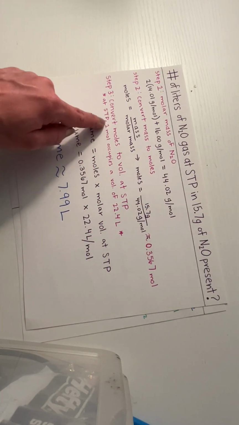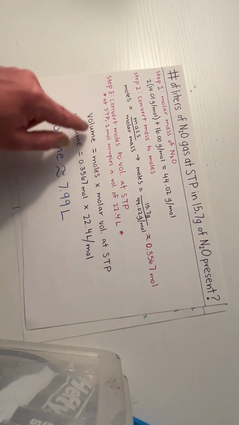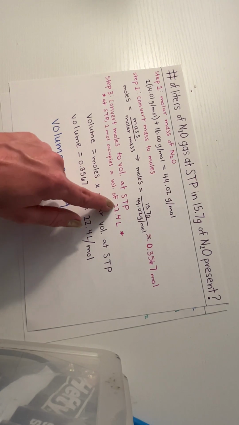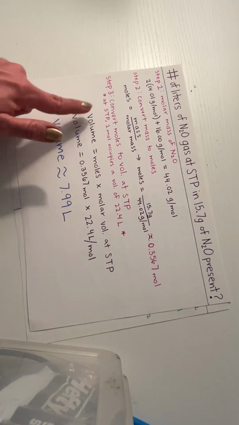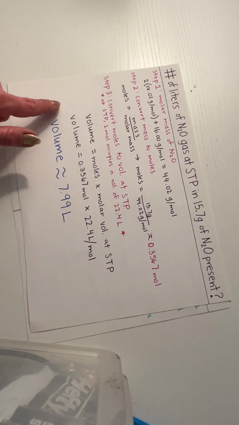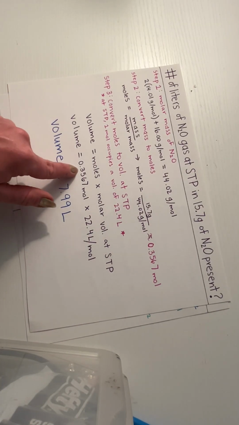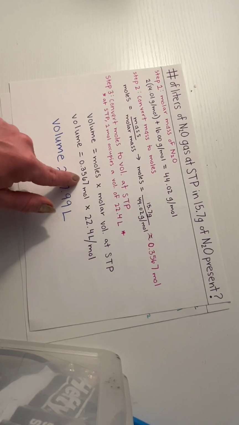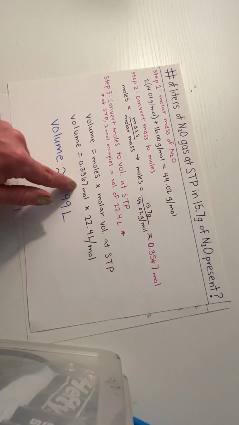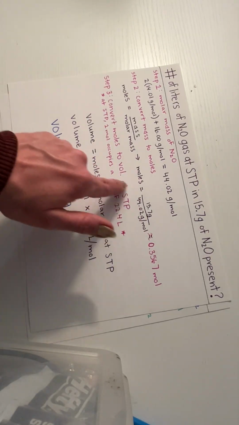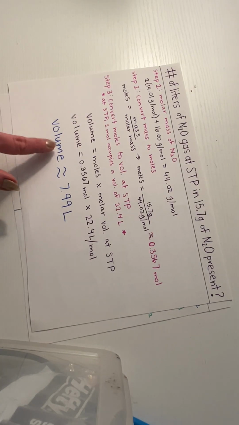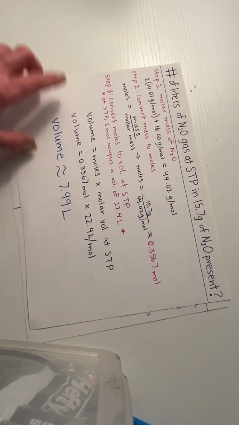Step 3, convert the moles to the volume at STP. At STP, about 1 mole occupies a volume of 22.4 liters. So the volume equals moles times molar volume at STP. So the volume is going to equal 0.3567 mole, which is what we got up here when we converted the mass to moles, times this standard volume, which is 22.4 liters per mole, which is going to leave you with a volume of about 7.99 liters.